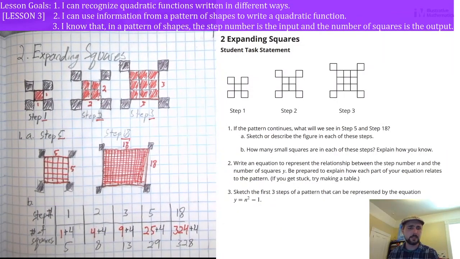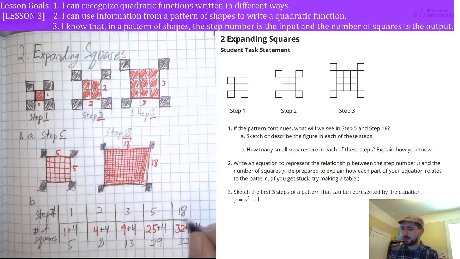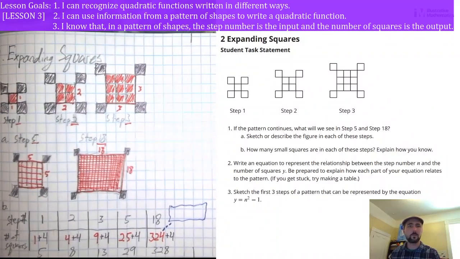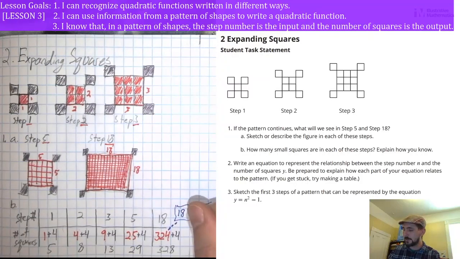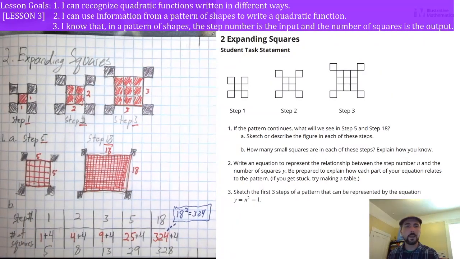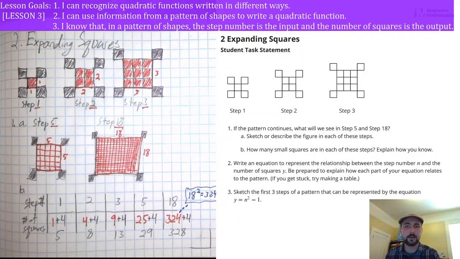Could I add more detail here? Probably. I could go back and say, oh, by the way, I got 324 by doing 18 squared. That would be a little bit better. But if you don't have that, it's fine. Okay, let's go on to number 2. If you haven't done number 2 yet, then pause the video, read it, do it on your own, and come back and we'll go over it together.